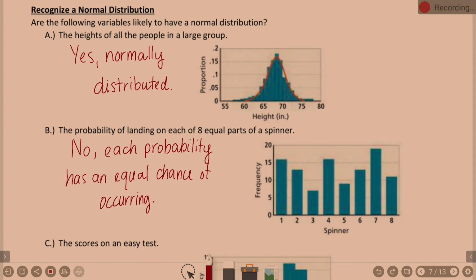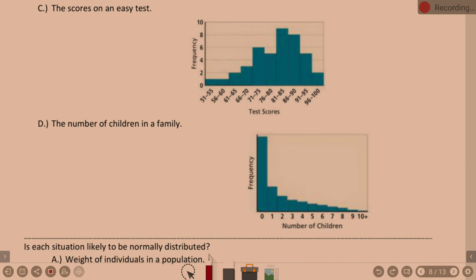Okay, look at C. The scores on an easy test. What do you expect about the scores on an easy test? They should be higher, yes? Like this test I just gave you guys last time with all the notes. I had not a single F amongst all 3 classes, folks. That's unheard of. Do that more often.